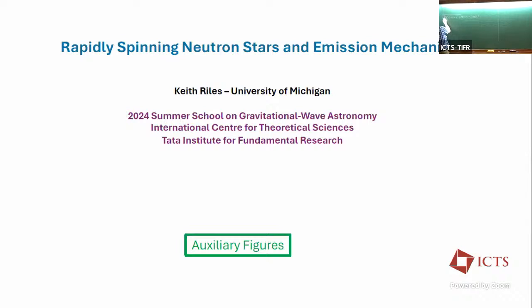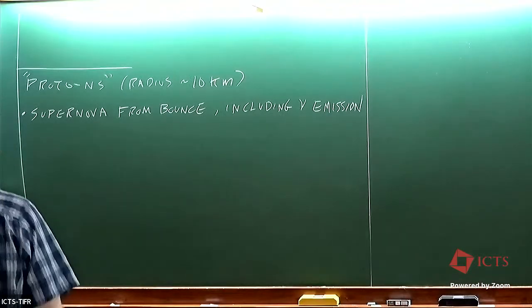We expect in that process that a supernova occurs. And that supernova, from the bounce, includes a vast amount of neutrino emission, which then itself blows up the envelope of the material around it. So that's the standard, conventional model of neutron star formation.